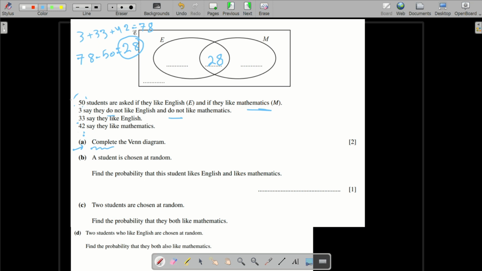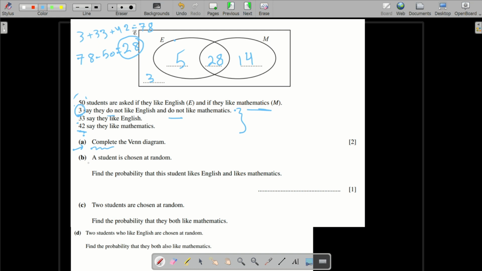Why? If you take a look here, 3 say they don't like both. So 3 are outside. 33 say they like English. Do you know what that means? That means the circle here, or the set of English, the numbers inside it must add up to 33. So how many left here is going to be 5. Here 42 likes mathematics. In the same way, 42 minus 28 is going to be 14. As you can see, if you add all of these numbers, it is going to be 50, and actually all terms here are correct.